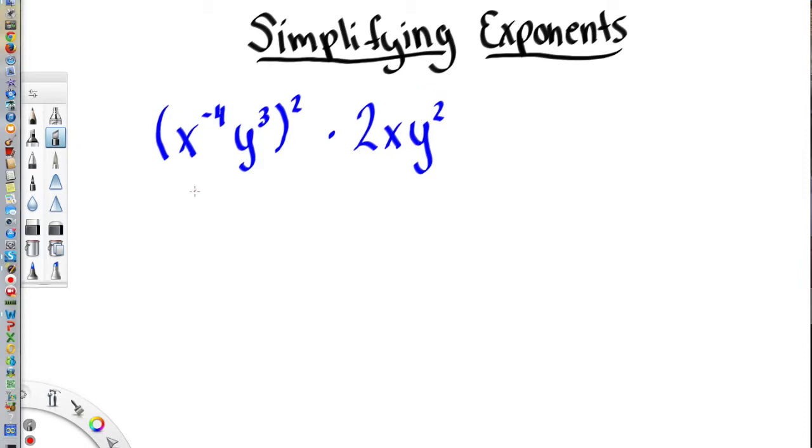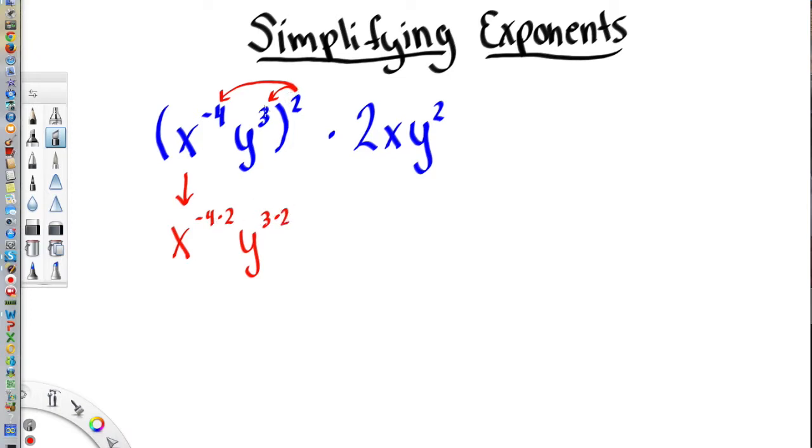Okay, the first thing I want to do is you could take care of this negative exponent, but I'm going to hold off on that. I'm going to first distribute this 2 to both of the terms inside here. And I know that when I raise a power to a power, I just multiply my exponents. So this is going to give me x to the negative fourth power times 2, because I'm raising the negative fourth to the second power. And then I have to multiply that by y to the third power times 2.